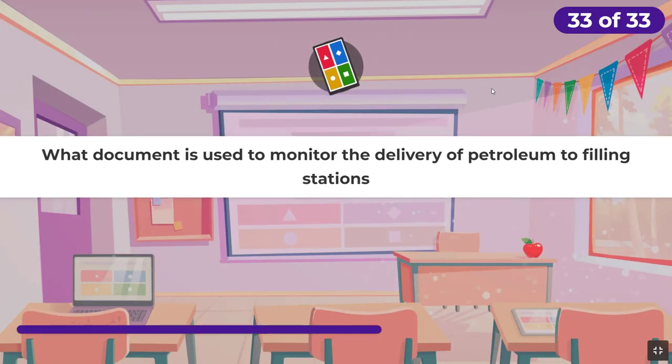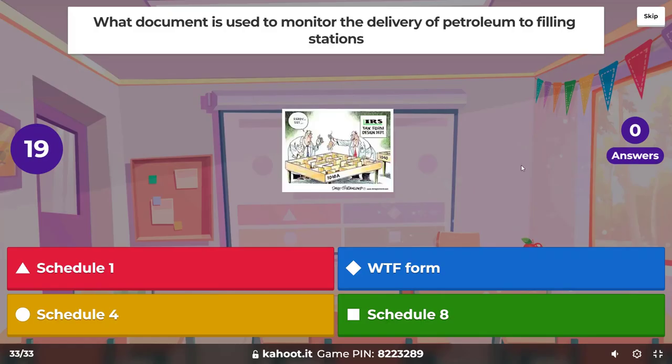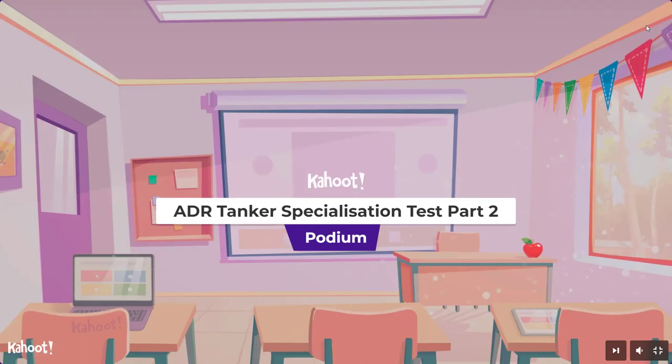Wing feet. What document is used to monitor the delivery of petroleum to a filling station? All right, that's the Schedule 4. You don't need to know that one. Orange, Schedule 4. That is not going to come up.